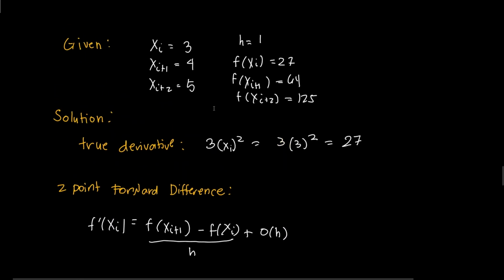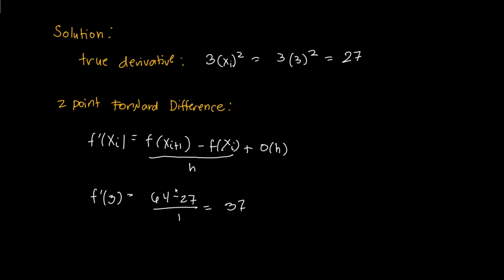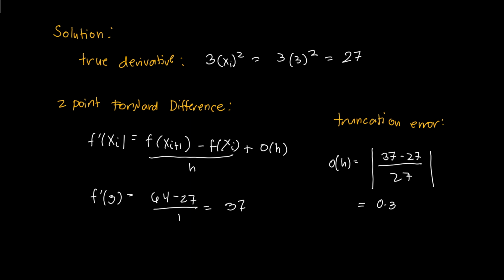Now, since we already gathered the given, let us just input the needed values for our variables here in the formula. For this one right here, it is 3. We have 64 minus 27 over 1, which gives 37. Now calculating the truncation error, we have the absolute value of our approximation minus the true derivative over the true value of the derivative. So we get the value of 0.37 or 37%.